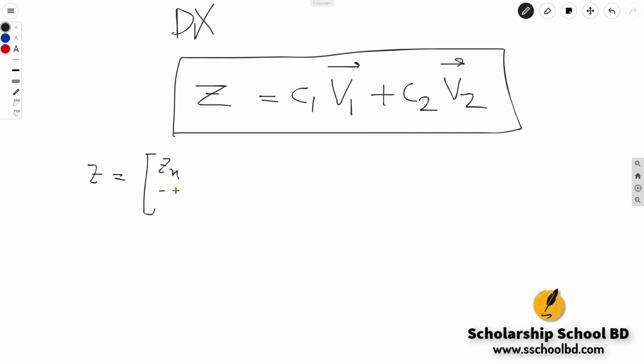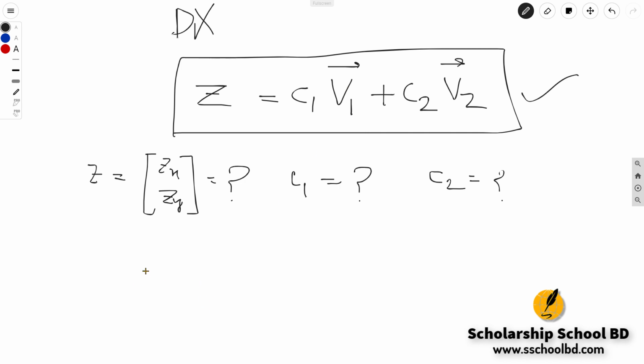We don't know the value of zx and zy. We're going to find it out. We also don't know c1 and c2, because this time we don't know the z vector. So depending on these vectors, the c1 and c2 values will be different. We're going to find out. Now let's write down equations for this condition.